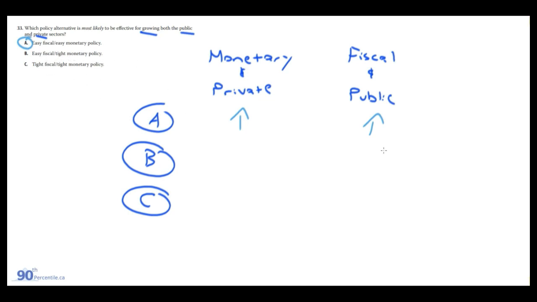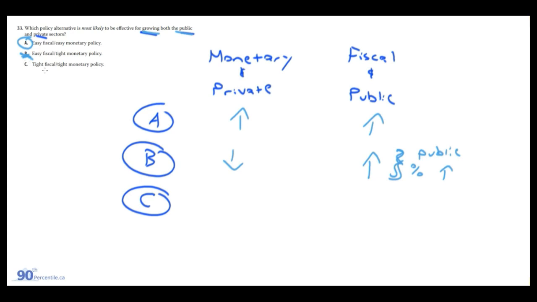We have easy fiscal in B. Easy fiscal will increase public sector, and tight monetary will decrease private sector. So in this case, actually the public sector percentage of spending or percentage of the economy will increase because public sector is increasing, private is decreasing, so the percentage for public is going to represent a higher percentage of the total. But that's not our answer. We wanted it to grow both public and private.